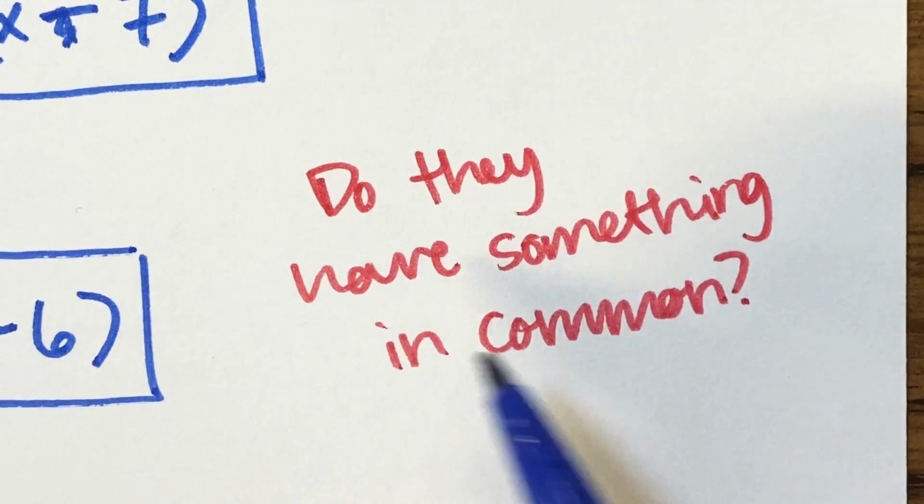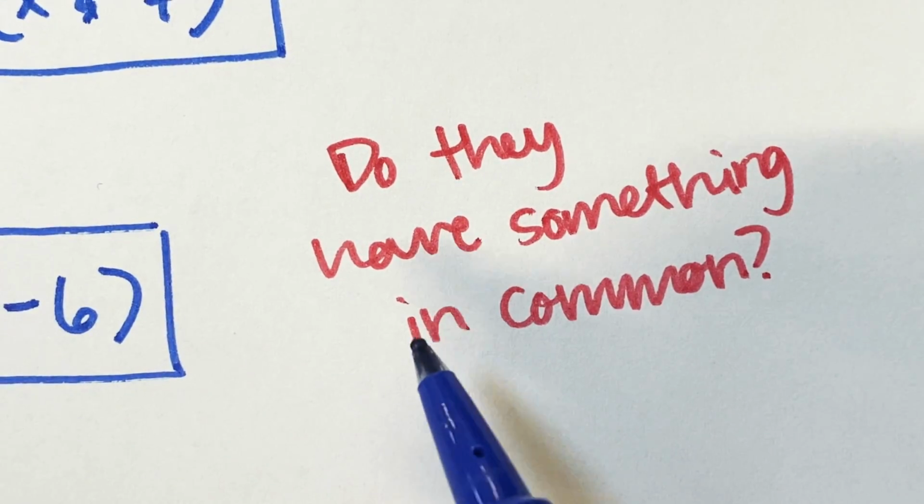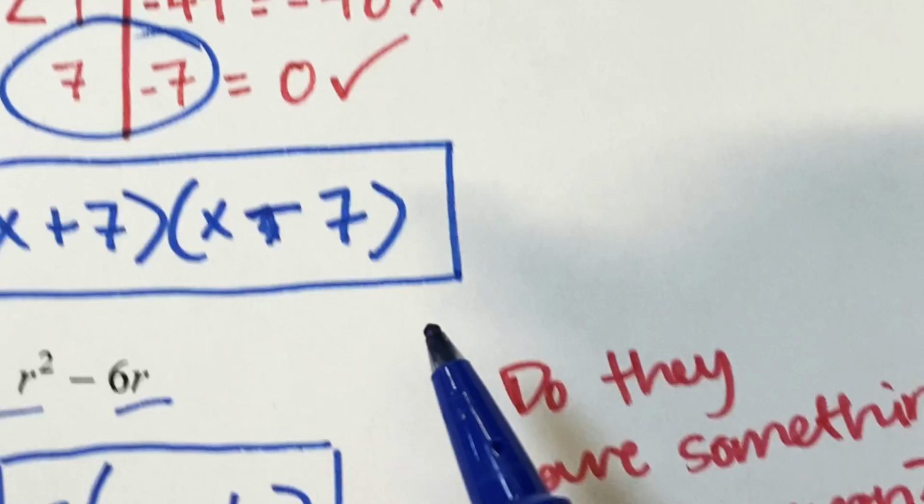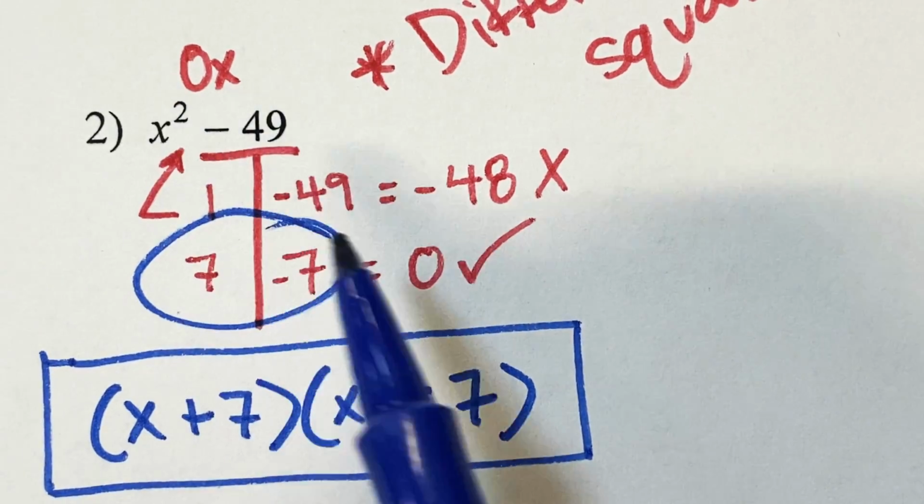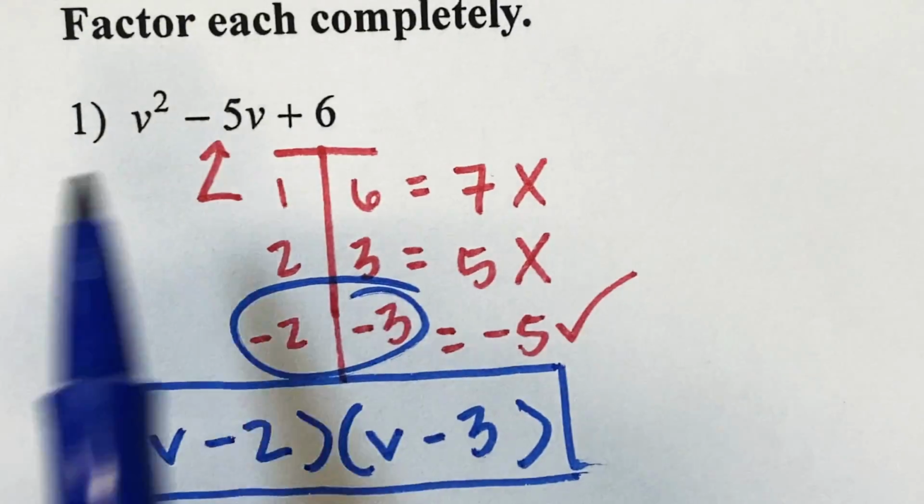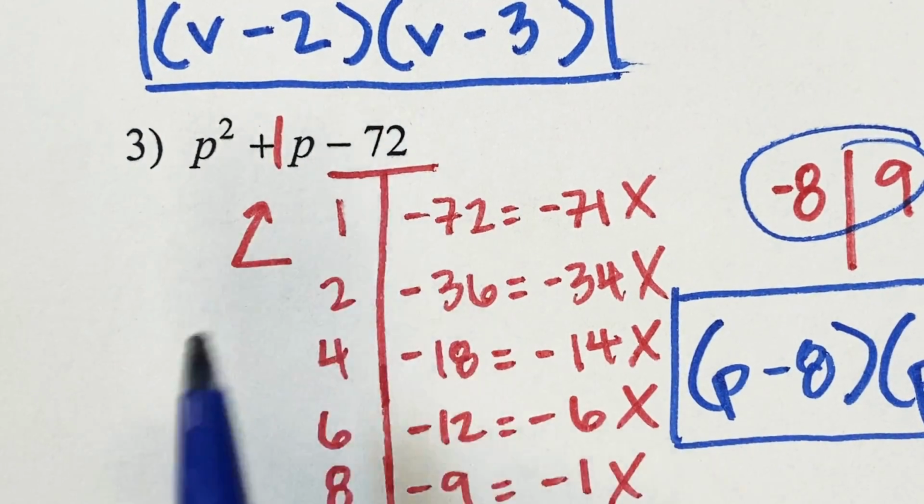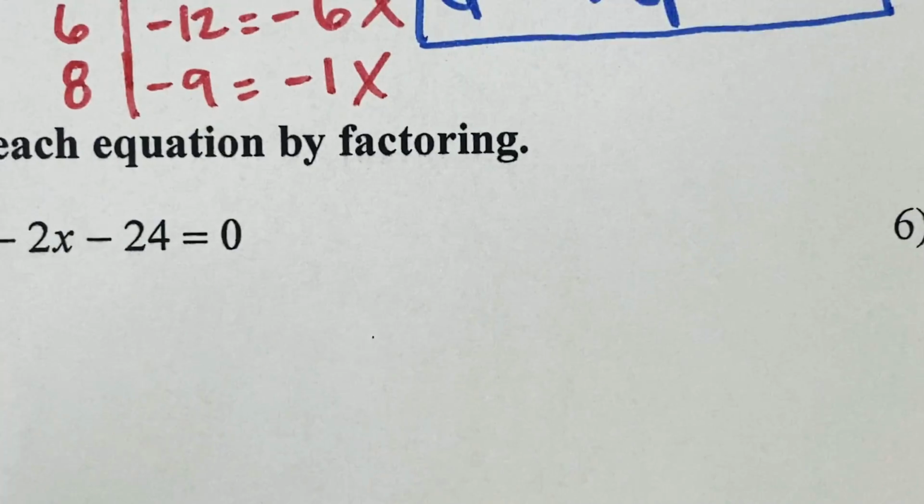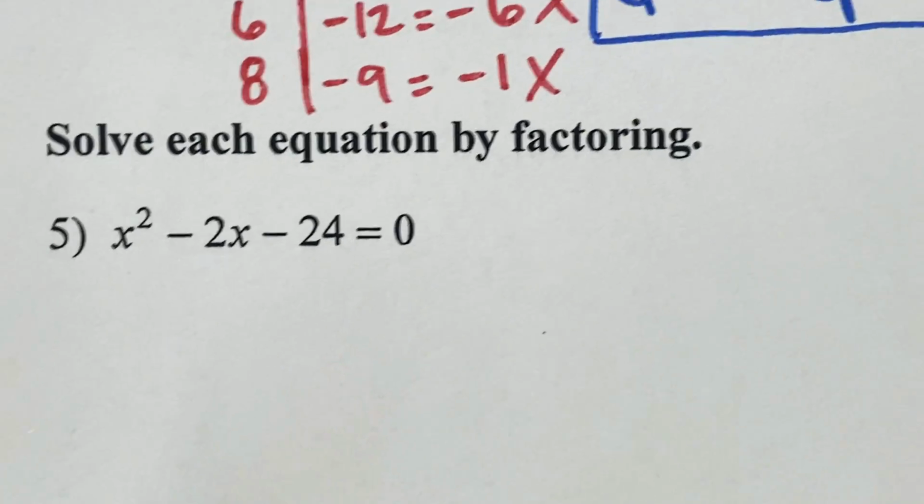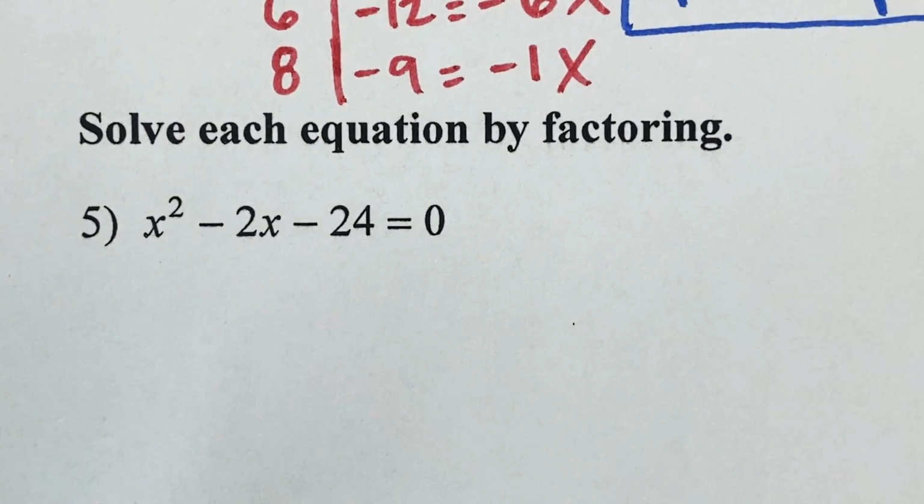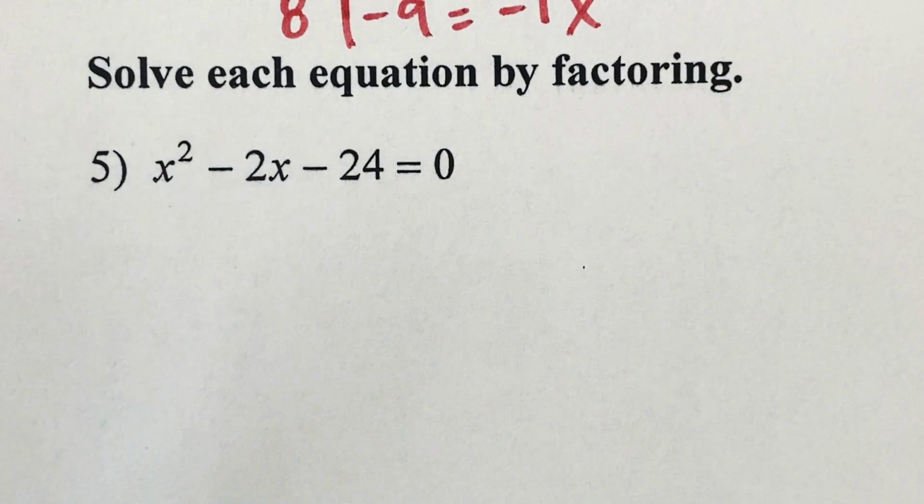So when we're factoring, the first thing we want to do is see do they have something in common, right? Up here, they didn't, so we had to factor. On number 1, they didn't, so we had to factor. Same with number 3, they did not have something in common, so we had to factor. Okay, so now we're taking it just a little bit farther. It's literally just one more step that we have to do.